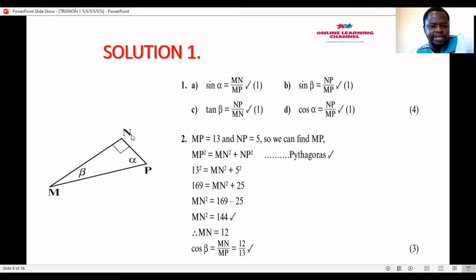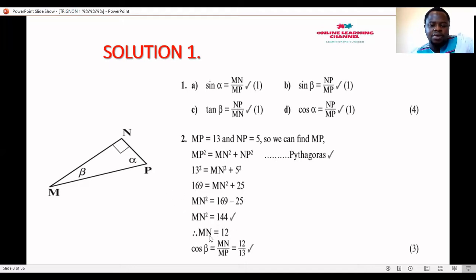So first we must get this side. We'll use the theorem of Pythagoras. So MP squared is equal to MN squared plus NP squared. You substitute MP, 13 squared, MN unknown, plus 5 squared. So 13 squared is 169 and 5 squared is 25. You make MN squared the subject of the formula, it will be 169 minus 25, which will give you 144. Then you get the square root, MN will be equal to 12.